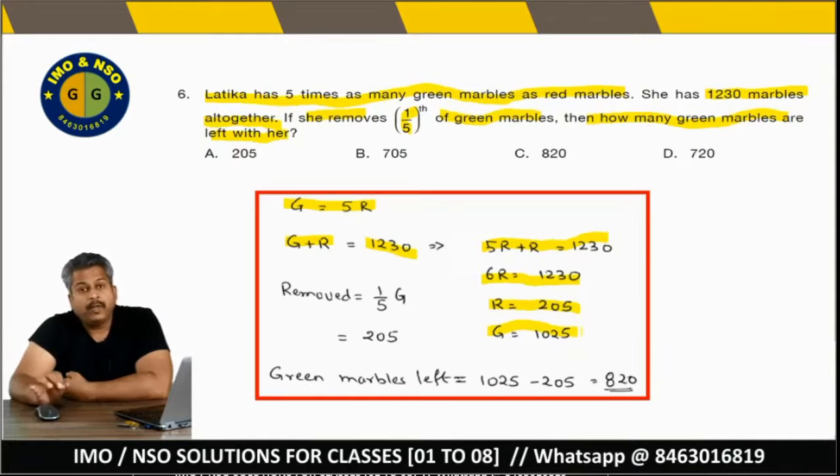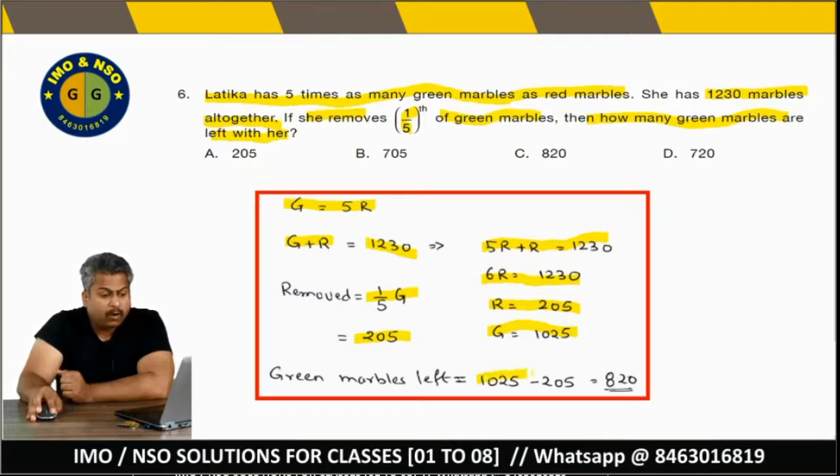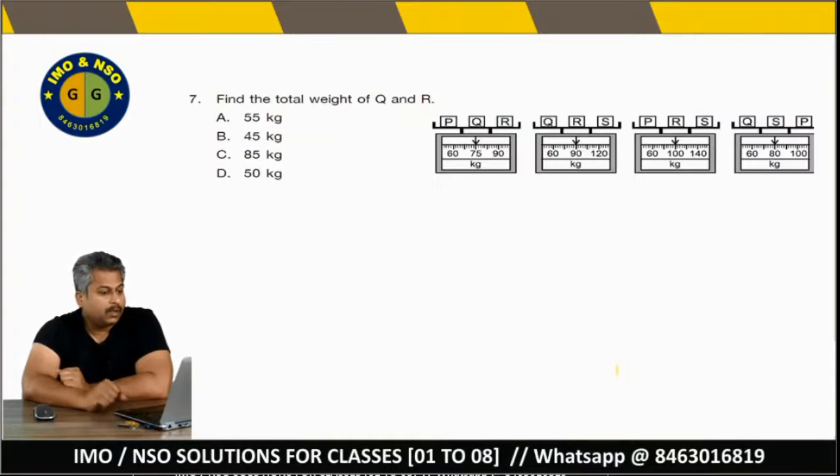Now, how many of the green marbles were removed? It was 1/5 of the green. So 1/5 of the green means it will come out to be 205. So if out of 1025 green marbles, 205 have been removed, then what will happen? We have to subtract both of them. So on subtracting, what will be our answer? It will come out to be 820.